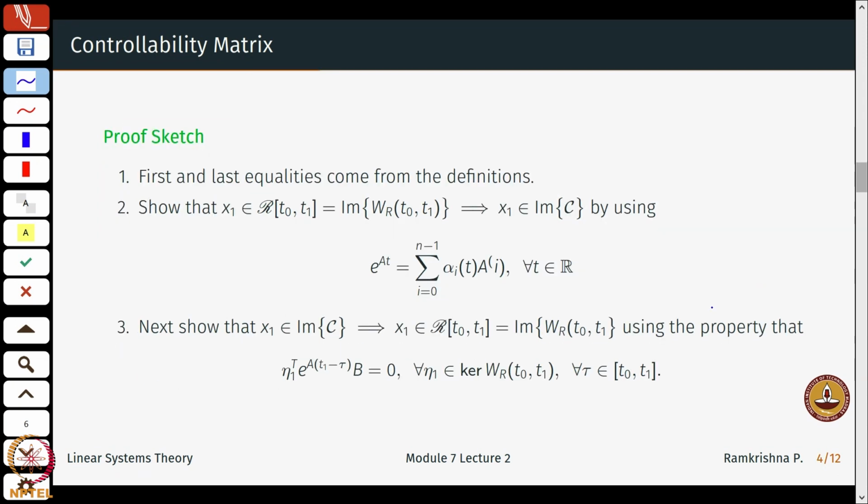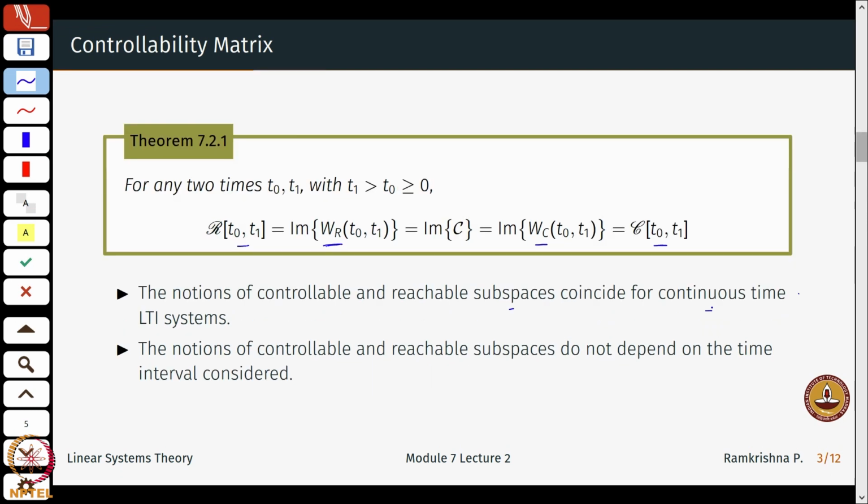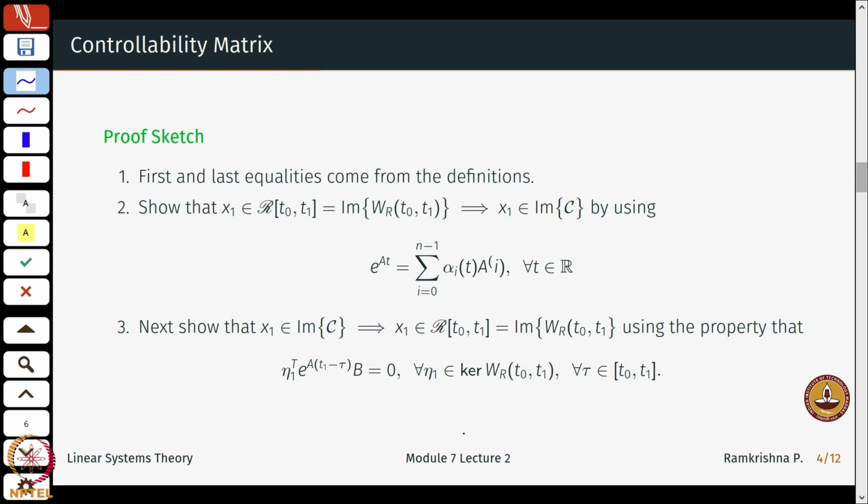Okay, so let's check how to prove this. So I know these two are equal. I also know that these two are equal. So let me just prove maybe either this or this. If I do a proof for this, this will follow immediately, and vice versa. Okay, so let's start by showing that if x1 is in the reachable subspace, which is also equal to this one, then x1 also belongs to the image of C.